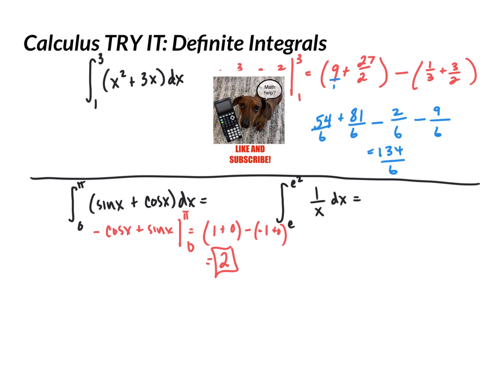And then the antiderivative of 1 over x is natural log of x, evaluated at e squared and e. I'm going to write e to the first. Well, the natural log of e squared is just 2. And the natural log of e to the first is just 1, because natural log and e are inverses of one another, so they undo each other. So it ends up just being 2 minus 1. It's just 1.